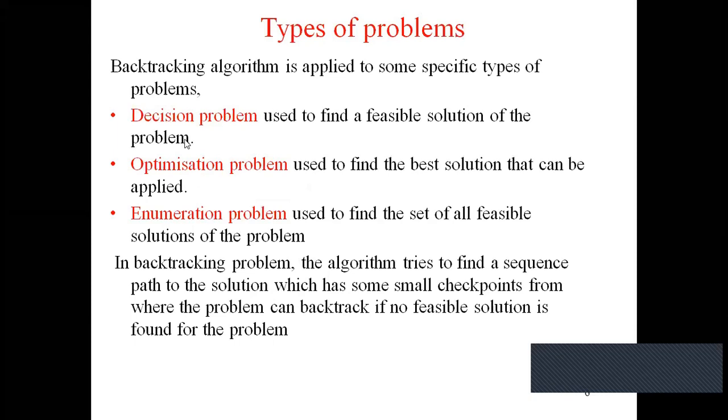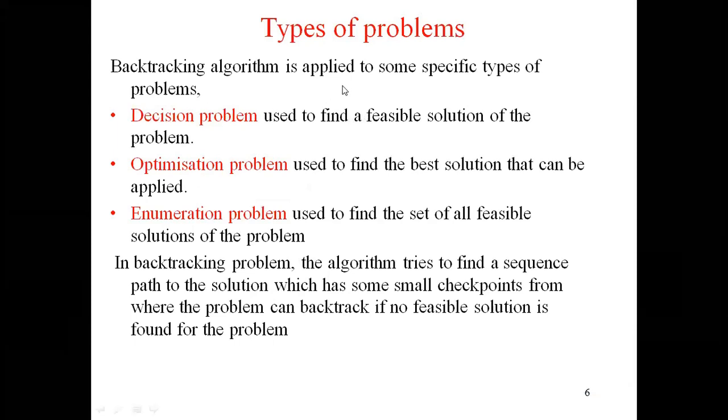Now, the backtracking algorithm is applied to specific types of problems: decision problem, optimization problem, enumeration problem. Decision problem means find a feasible solution of the problem. What is a feasible solution? Optimization problem means find the best solution that can be applied.